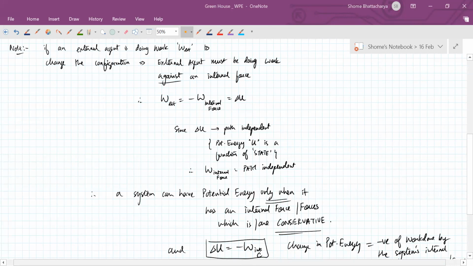Yeah, I'll explain that with an example. It will become clear. See, the idea is if you are having to do work to change the state of the system, that means there must be some internal force you are doing work against. Otherwise, how would you have to do work? If there's no internal force, then there's no need to do work; you can just change the configuration without doing any work. It's only if the system has some internal force that in order to change the state of the system, we have to go against that internal force. So that's the idea really.